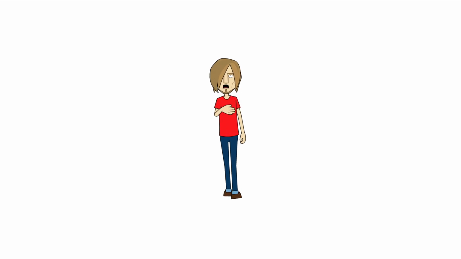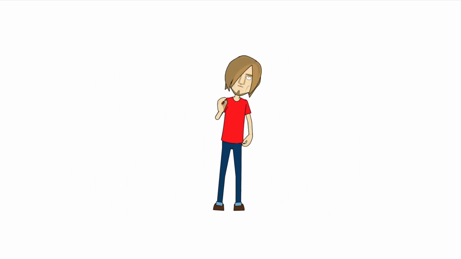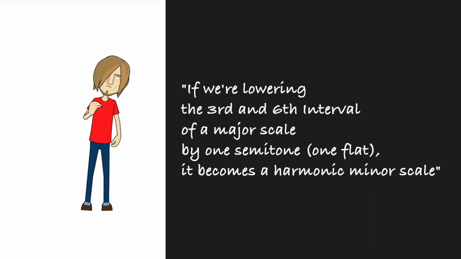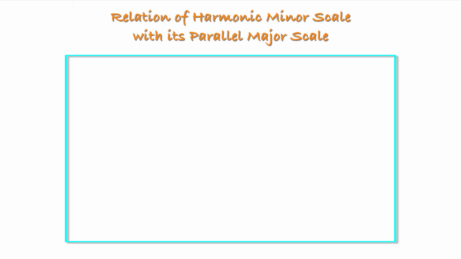The relation between harmonic minor scale and its parallel major scale could be understood by this example. If we lower the third and sixth interval of a major scale, it becomes the harmonic minor scale. Look at this example.